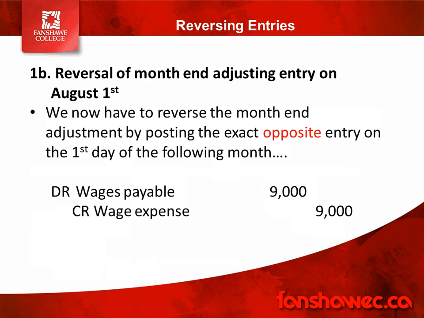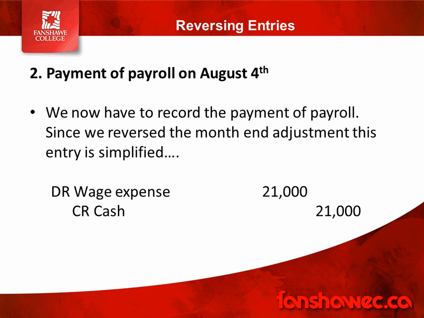But in the payroll situation that we have here, the beauty of this is that it simplifies our payment of payroll. Because we've already reversed out the accrual from last month, all we need to do at the payment date is to credit cash for $21K and to debit wage expense for $21K.